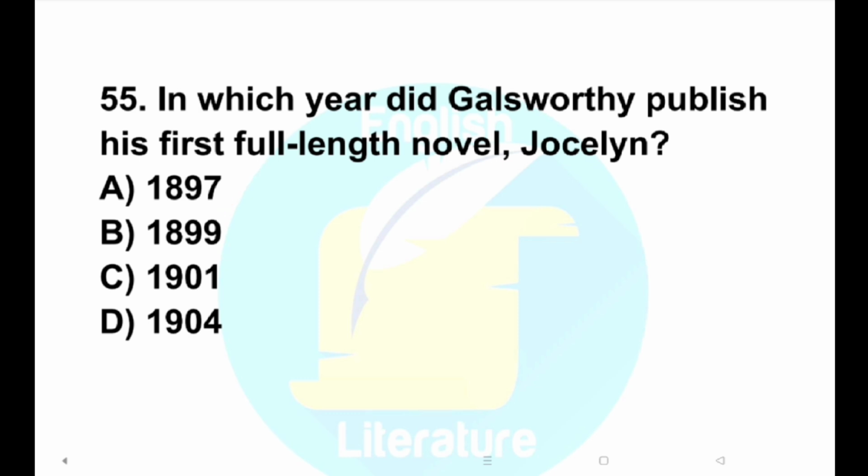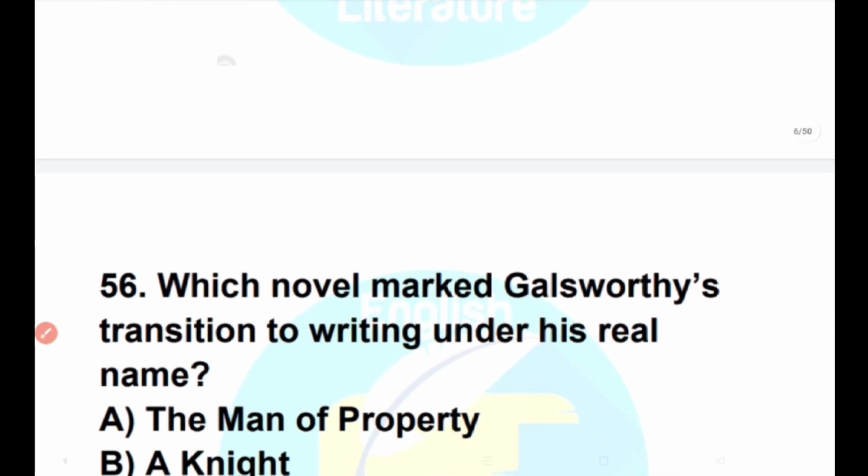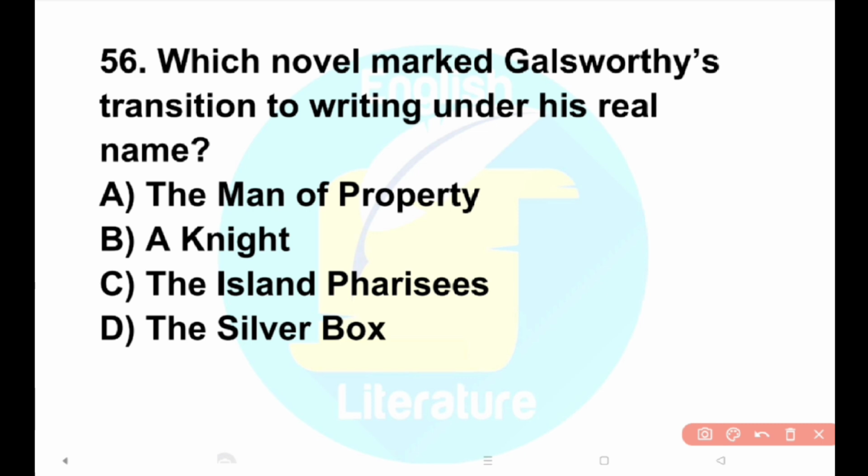Next, which novel marked Galsworthy's transition to writing under his real name? Option C, The Island Pharisees. Published in 1904, The Island Pharisees was the first novel Galsworthy released under his real name, marking his shift from the pseudonym John St. John.